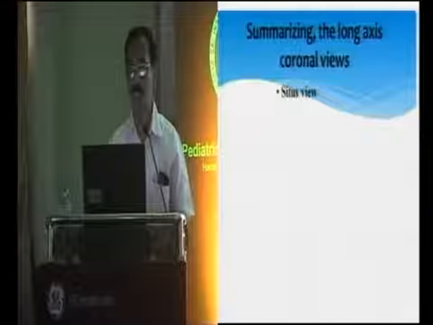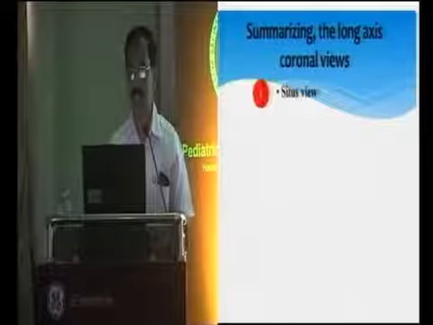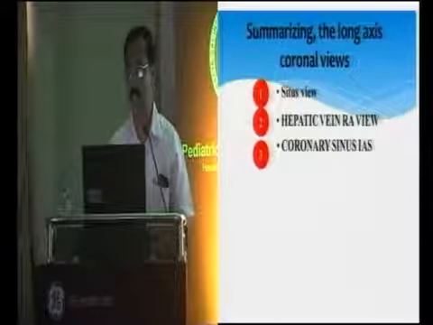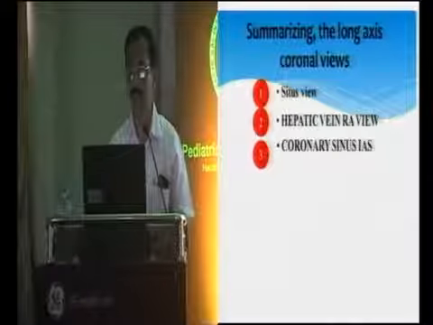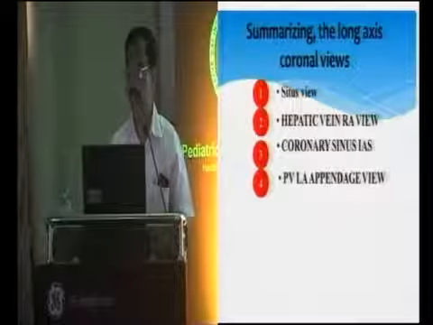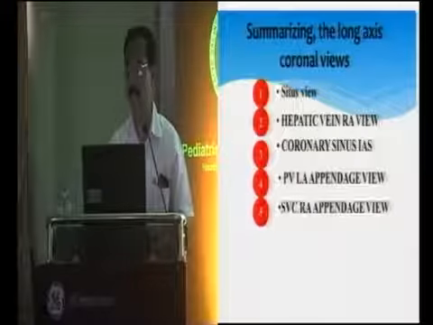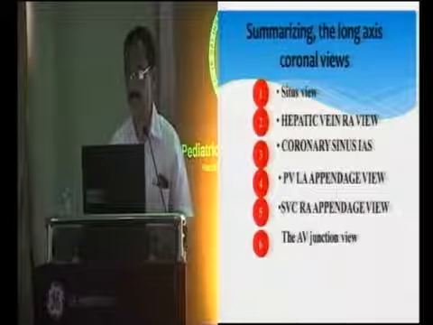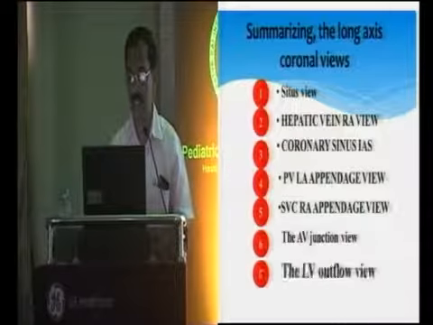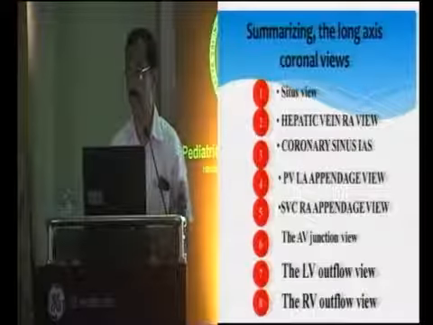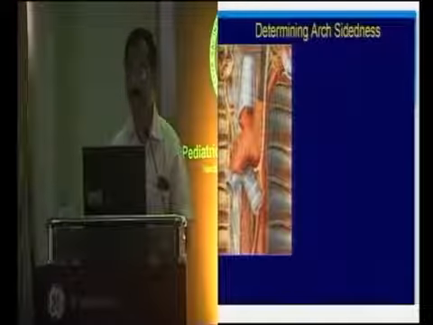So having shown you all these things, I will just summarize. You start with the situs view, then show the hepatic vein draining to the right atrium. If possible, it is a little difficult, try to image the coronary sinus draining to the right atrium. The pulmonary veins and left atrial appendage are much easier to image, as well as the SVC opening to the right atrial appendage. Then go for the AV junction view, the left ventricular outflow view, as well as the right ventricular outflow view. And these are the 8 segments and the 8 views which I would recommend.